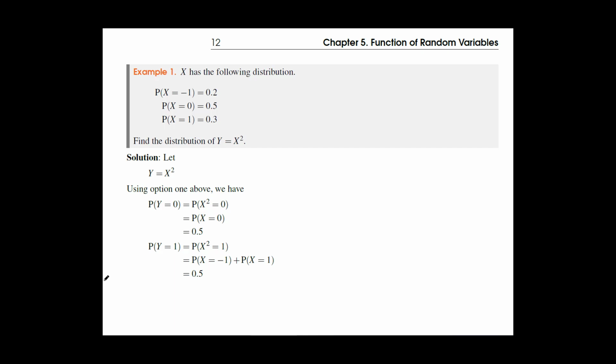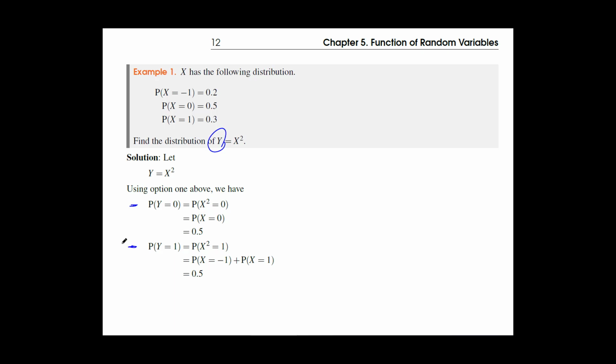So let's get started with an example we already saw, just to illustrate what we're going to do. We're going to start with a discrete distribution. The PMF of x is known, it's right here, and we're interested in the PMF of y, which is x squared. We can do it by just looking up what the possible values of y are. If you square these terms, you're going to get only two values for y: y equals 0 or y equals 1.